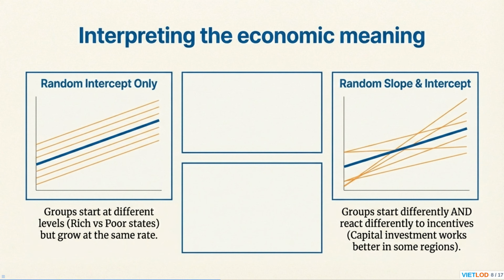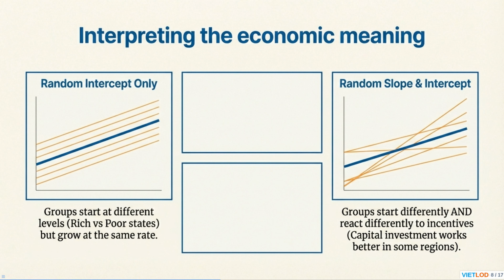When we build linear mixed models, understanding the economic meaning behind our random effects is crucial. This slide illustrates two key scenarios. On the left, we have a random intercept-only model. This suggests that different groups, such as rich versus poor states, might start at different economic levels, but critically, they all grow or react to a given factor at the same underlying rate. The parallel lines on the graph visually represent this shared growth rate, with only their initial starting points varying.